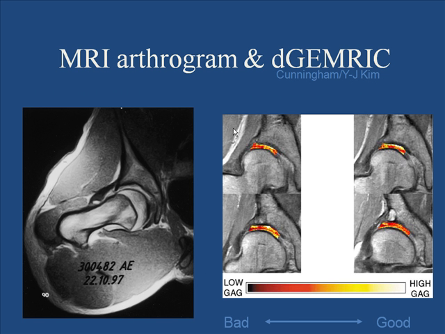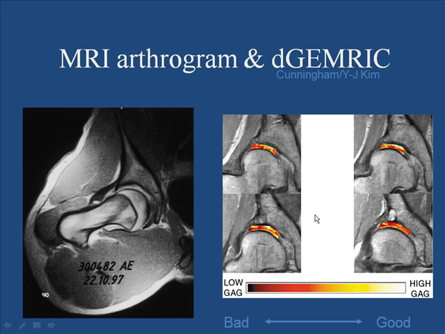MRI arthrogram and the dGEMRIC. This is the MRI arthrogram. You see the head there, the neck, and we see the dye inside. If you look carefully, there's impingement there. There's the labrum, quite prominent. You can imagine every time this guy flexes, this impinges there.